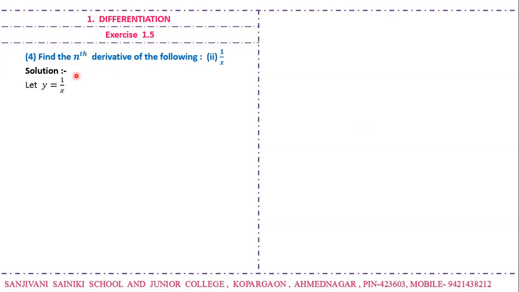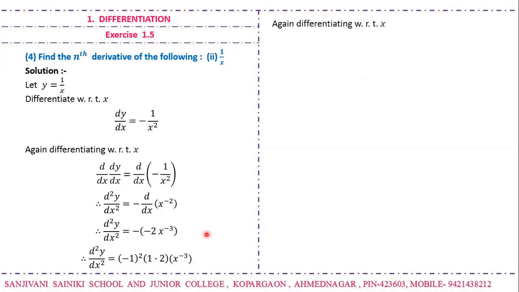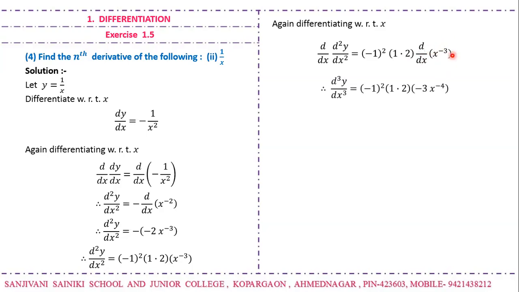The second example is we have to find the nth derivative of 1 upon x. So the first derivative is minus 1 upon x square. Again, differentiating with respect to x, we will get its derivative as minus into minus 2x raised to minus 3. We can write it as minus 1 square into 1 into 2 into x raised to minus 3. Again, differentiating with respect to x, this minus 1 square and 1 into 2 are constants, so we have to take the derivative of only x raised to minus 3. Its derivative is minus 3 into x raised to minus 4.